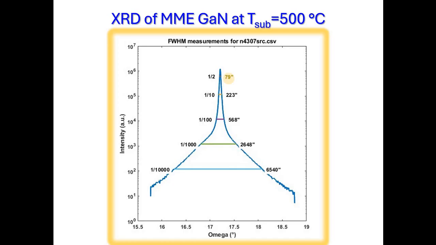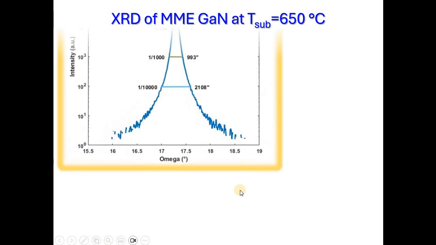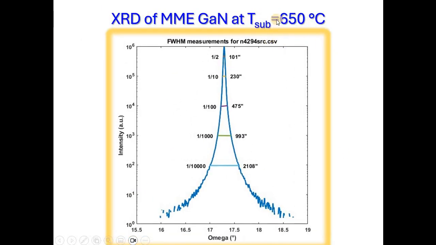79 arc seconds or 100 arc seconds actually corresponds to really good crystal quality. However, if you focus on the base of these rocking curve measurements for XRD, you see broadening of the rocking curve for the sample grown at 500 degrees C in the base of the measurement. And now if you look at the sample grown at 650 degrees C, you don't really see that much broadening.